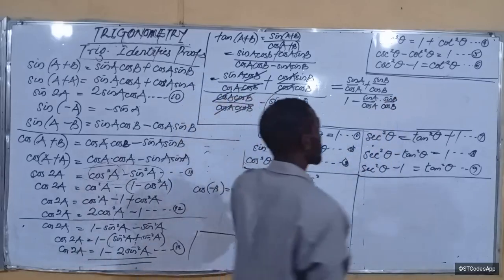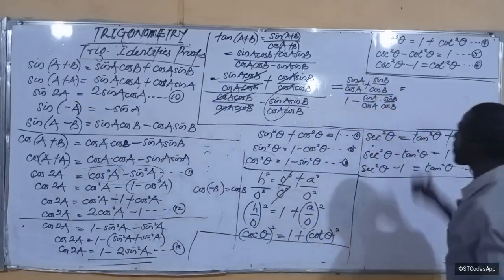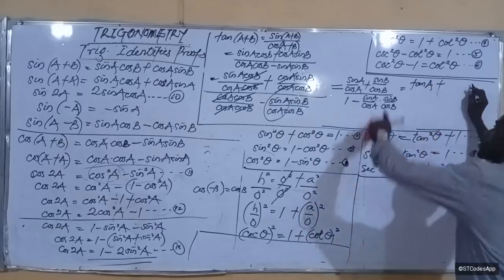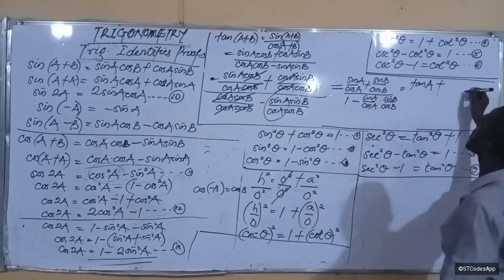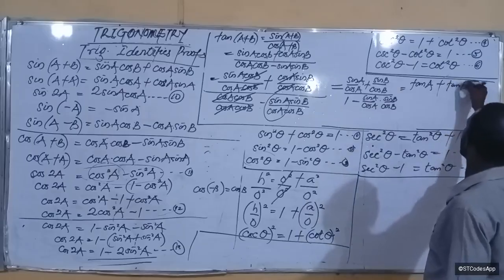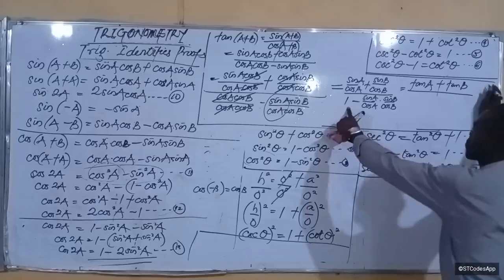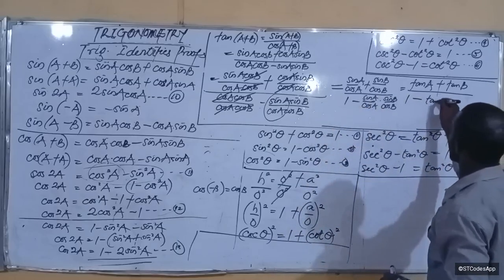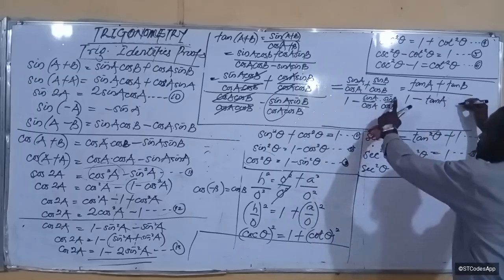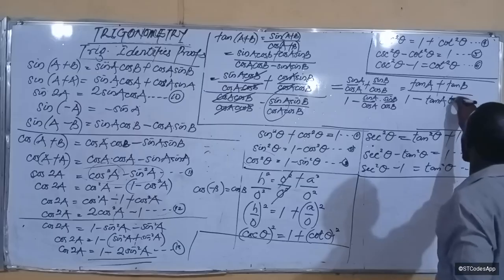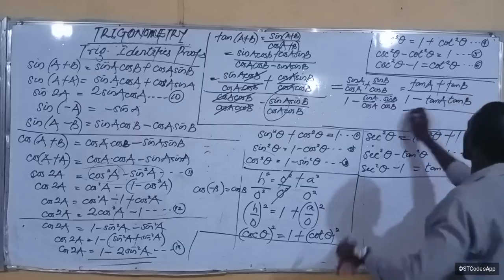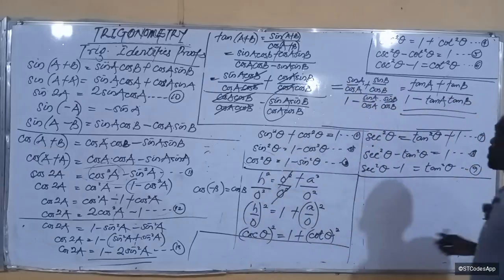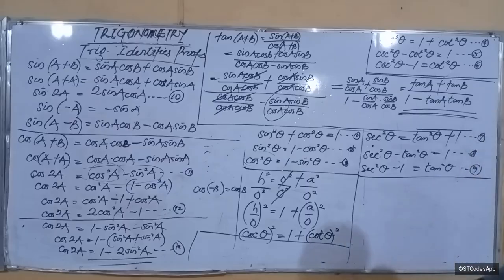If this be the case, then we are saying that what is sine A over cos A? That is tan A. Plus, what is sine B over cos B? That is tan B. All over, what is 1, then minus, what is sine A over cos A? That is again tan A. What is sine over cos for B? Will also be times what? Tan B. So this is the formula for tan A plus B, the sum of angles.